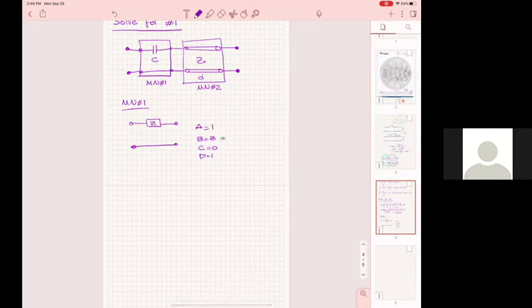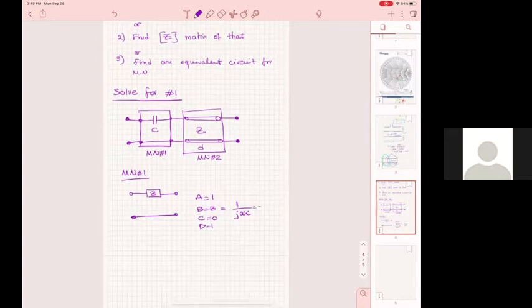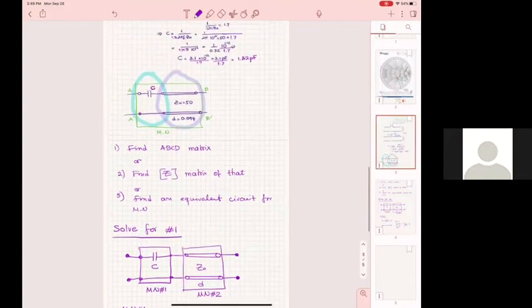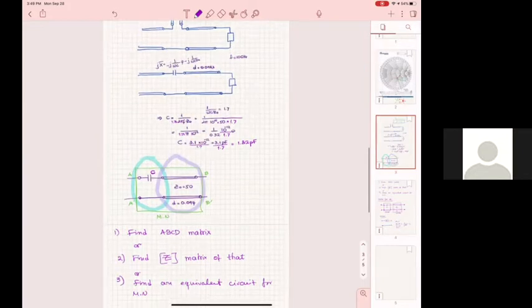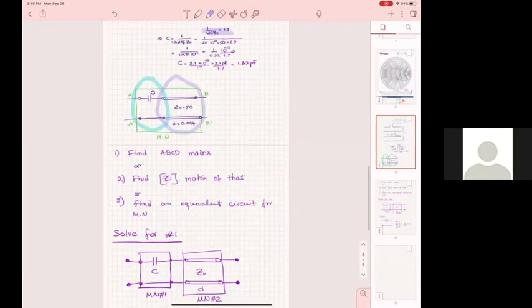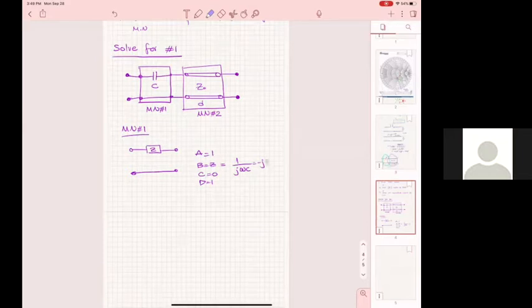So how much is Z? 1 over j omega C. So practically Z will be minus j times 1 over omega C. And omega C was 1.7 times Z naught, so 1 over omega C is 1.7 times Z naught, which is 1.7 times 50.